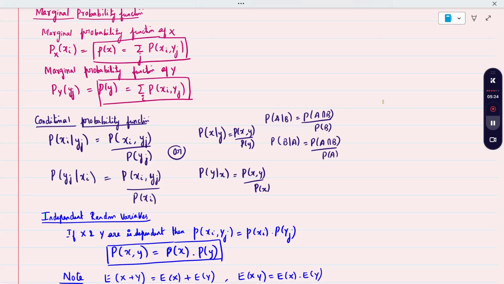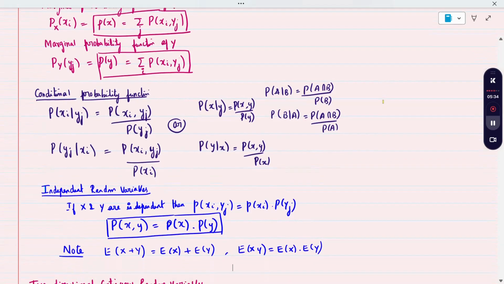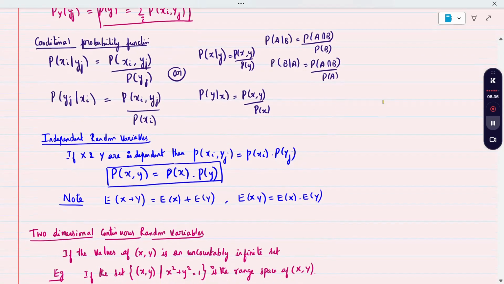So that is conditional probability. Independent means when X and Y are independent, then I can multiply both: probability of x comma y equals p of x into p of y. The same way it is for expectation also. It may be a plus or it may be a multiplication, so both are satisfied. E of x plus y equals e of x plus e of y. E of x into y equals e of x into e of y. So that is completed. Till now it is only for a discrete random variable.